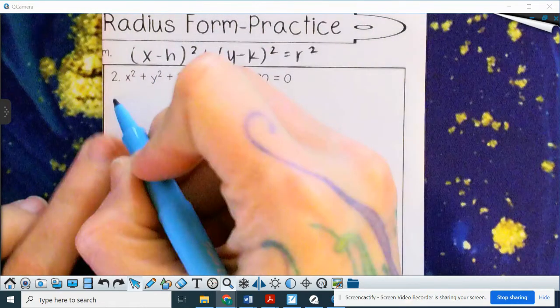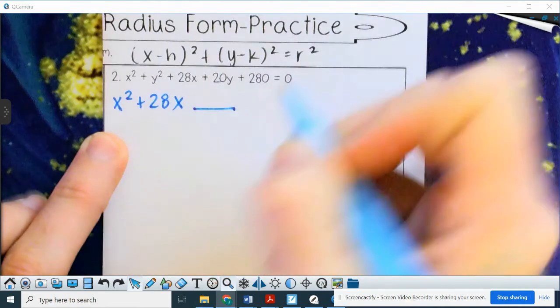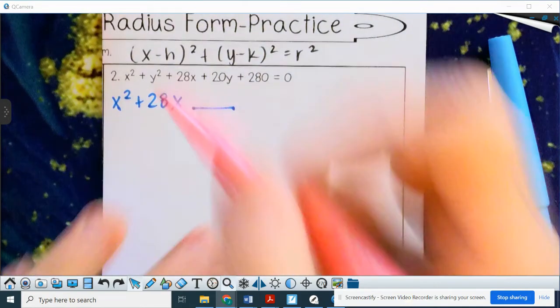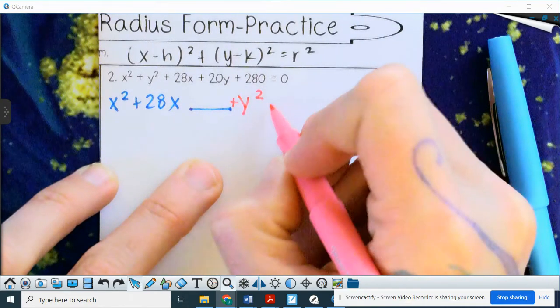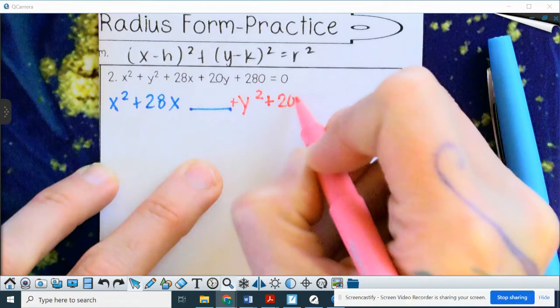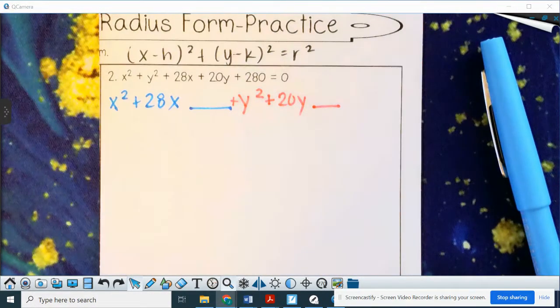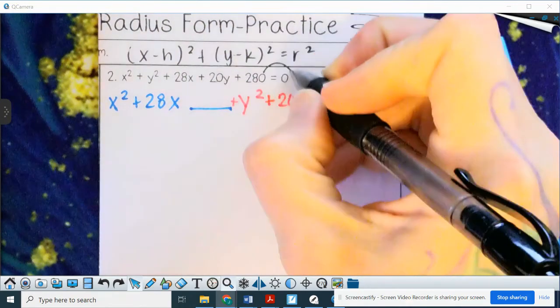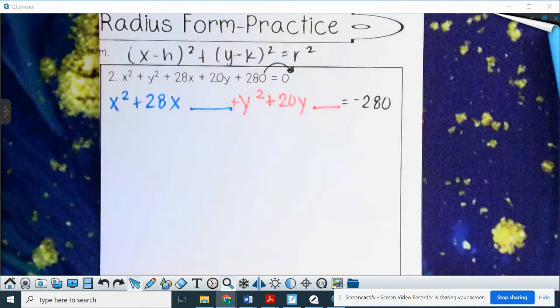So x squared plus 28x, and then I'm going to go ahead and put in a blank. Then we're going to put our y's. So y squared, and that will just be plus y squared, plus 20y with a blank. I'm going to go ahead and move my constant, that positive 280, to the other side. So that's getting negative 280. And then we have two blanks to add.